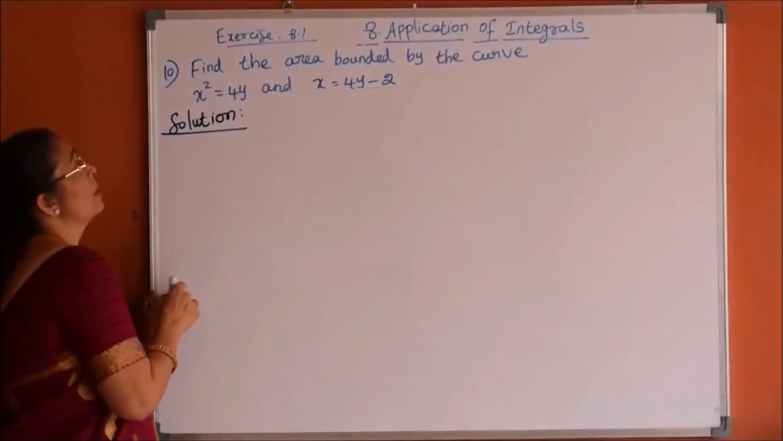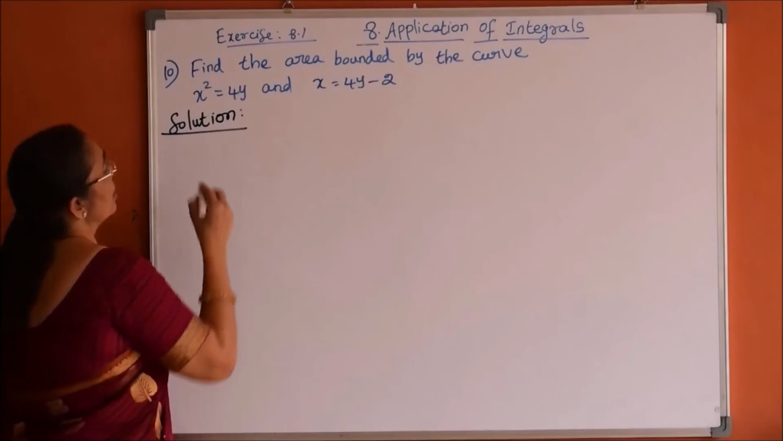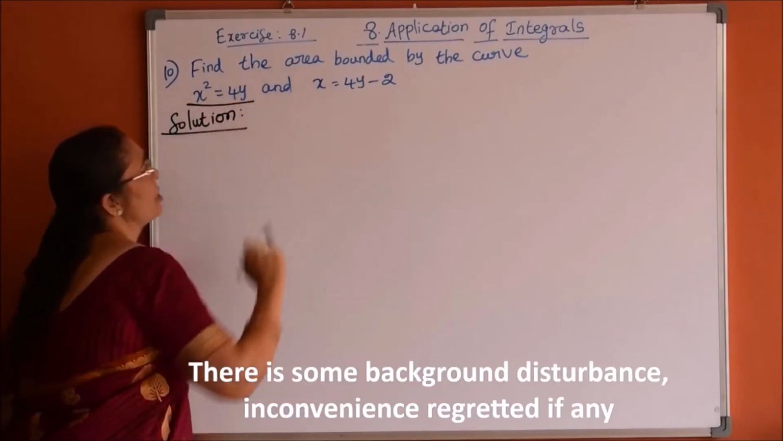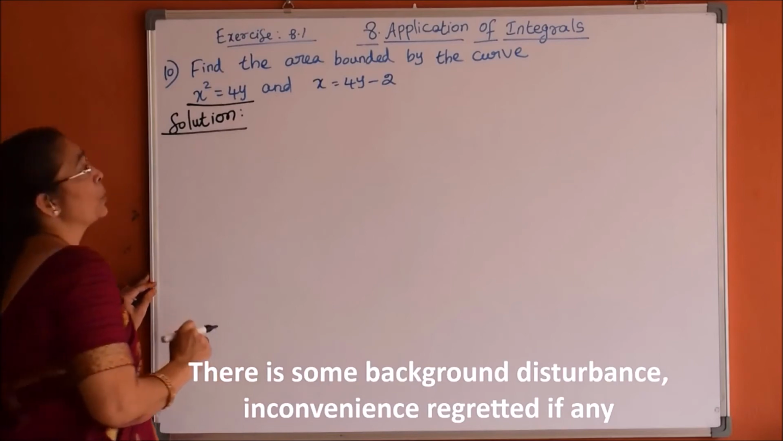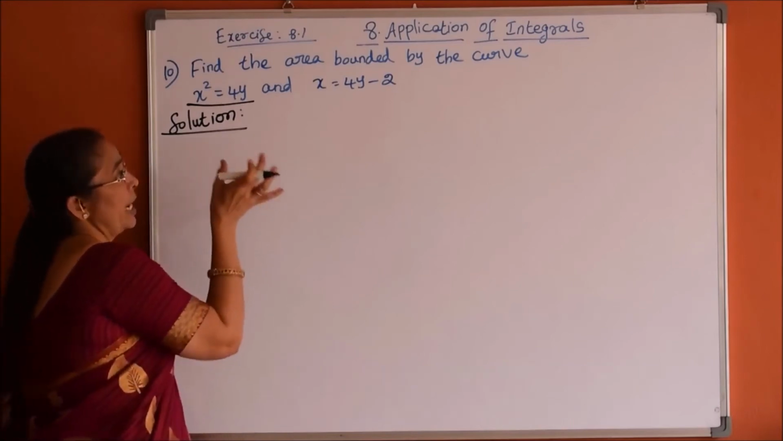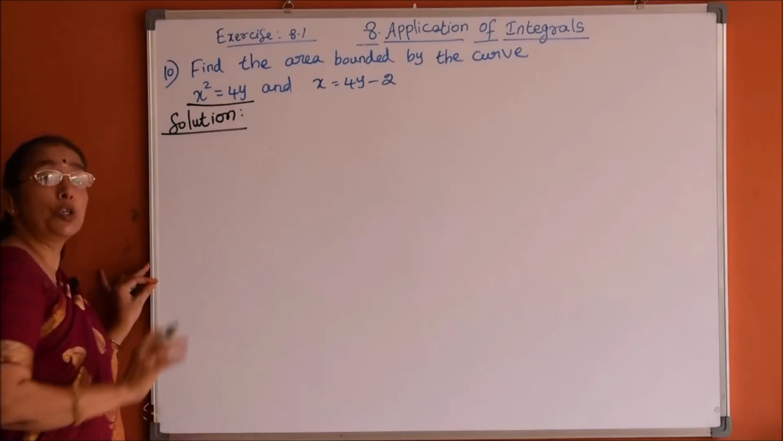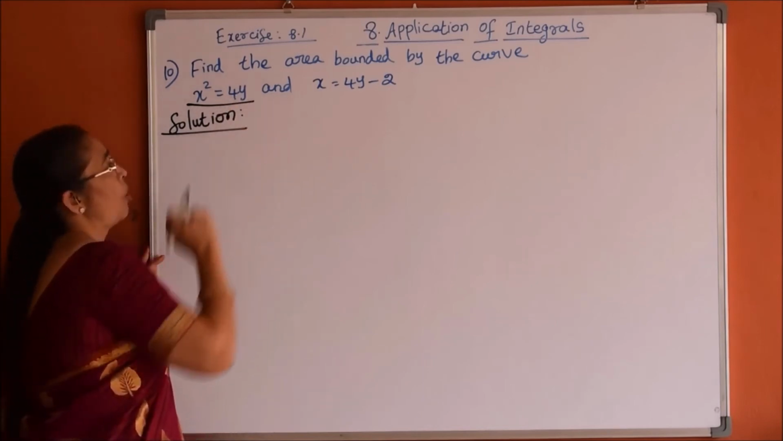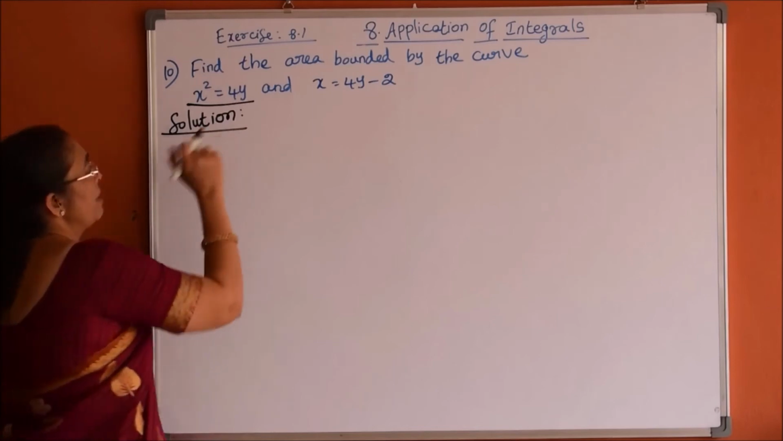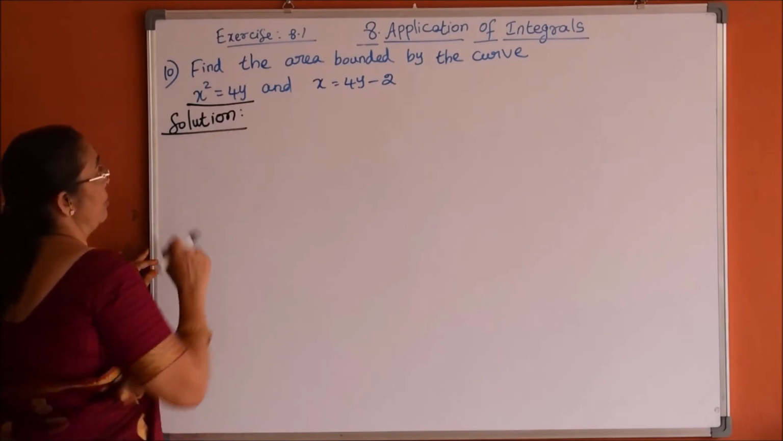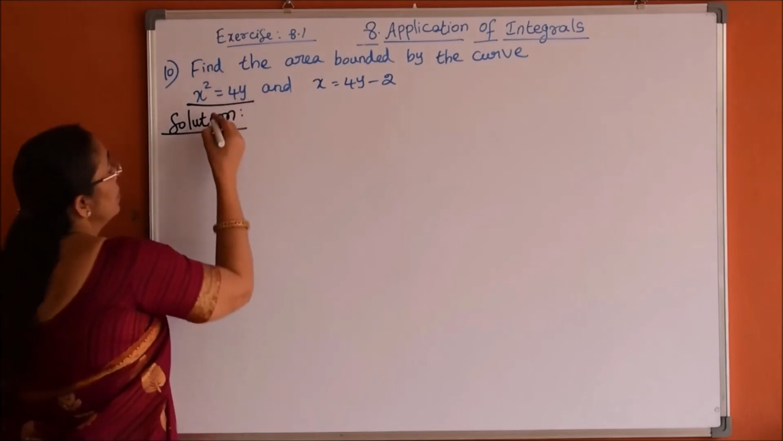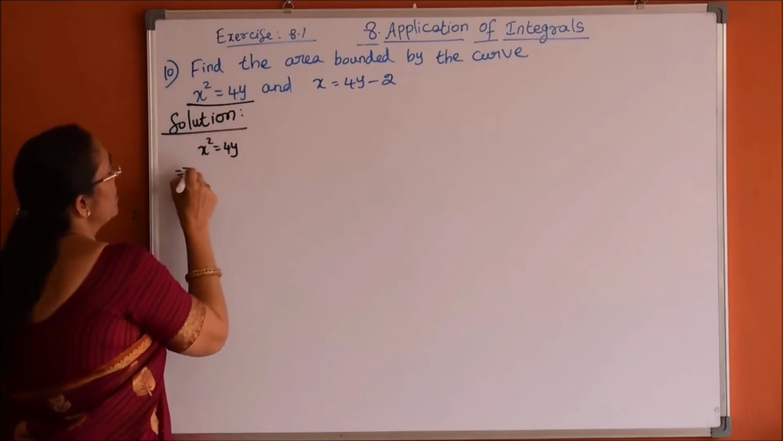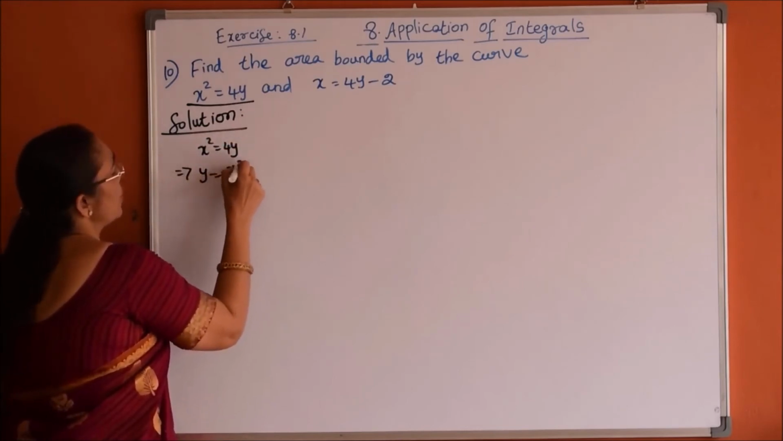Fifth problem, find the area bounded by the curve x square is equal to 4y and x is equal to 4y minus 2. To find the area covered between these two curves, we have to sketch the curve. Before that, let us solve these two equations and get the points of intersection. Now the first one, x square is equal to 4y, which implies y is equal to x square by 4.